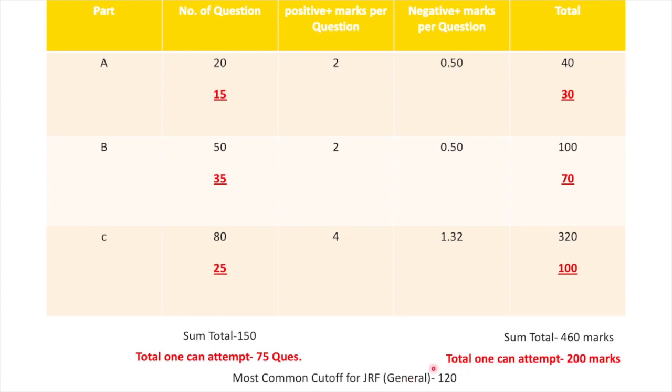Now think like this, here we have 120 marks. You can easily get this many marks by solving at least 60 questions. So out of 150, you have to solve any 60, and that is not even 50%. And this is for unreserved only. For different categories, it is even less.